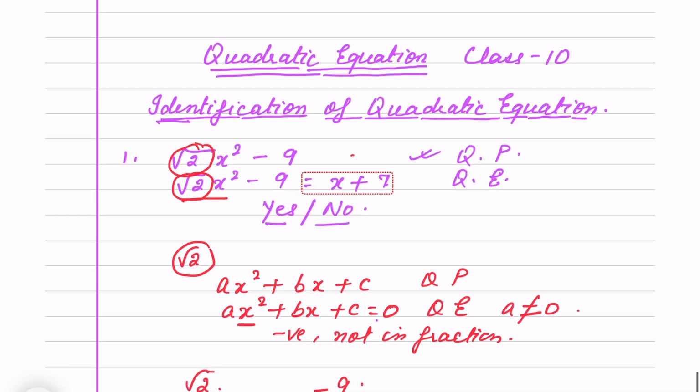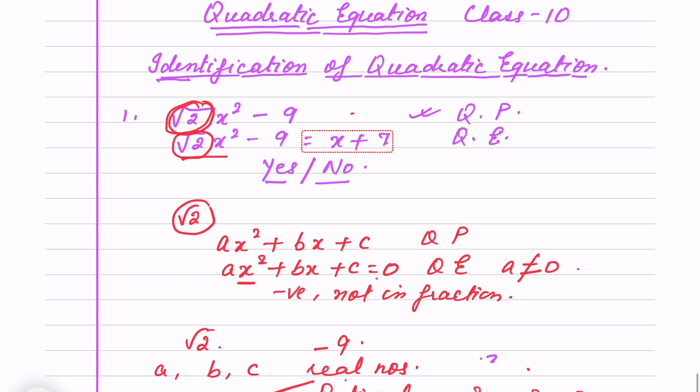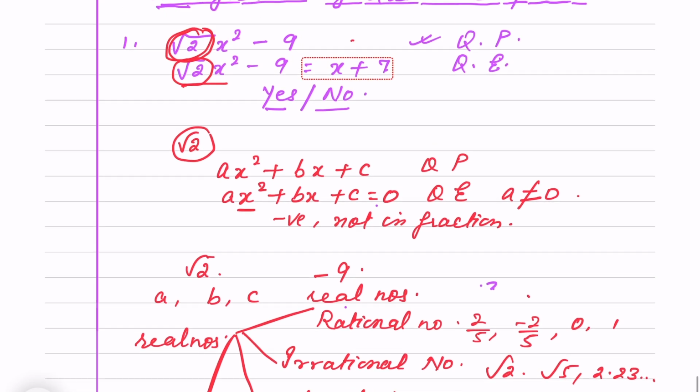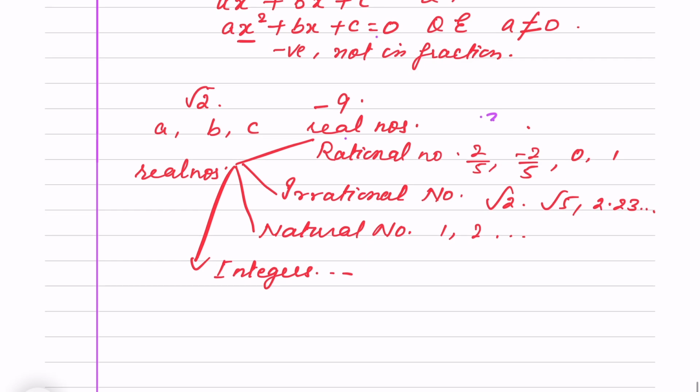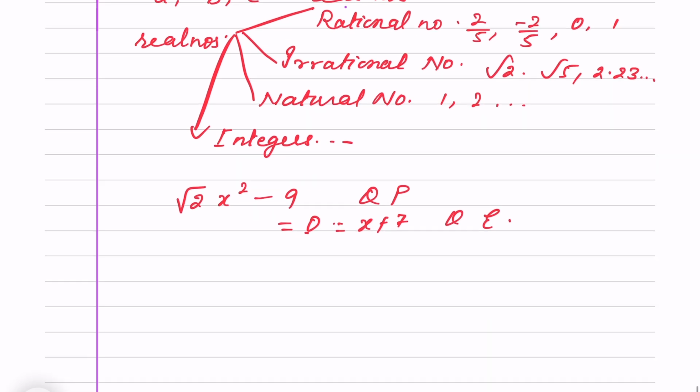Here you see root 2 and say that it is not a quadratic polynomial or not a quadratic equation. But numbers can be of any form. You only have to see that the power of the variable, variable meaning x, y, z, a, b, c, d, any literals we take, is not a fraction. So root 2 x square minus 9 is a quadratic polynomial, or if I equate it to 0, or to x plus 7, then it is a quadratic equation. Is it clear?